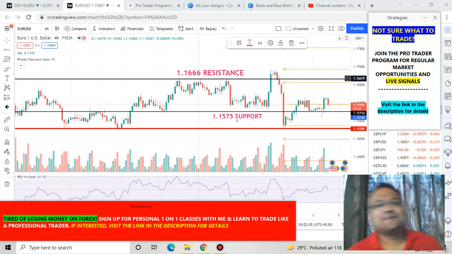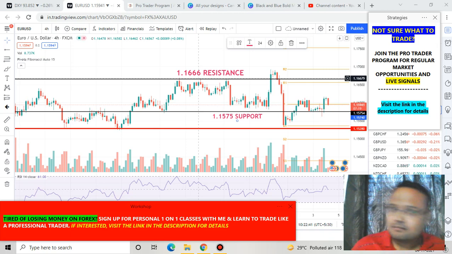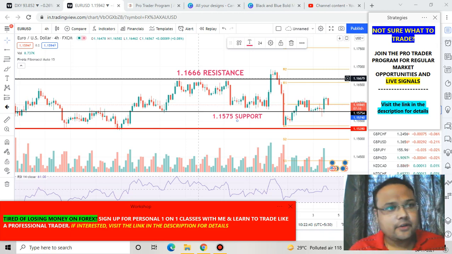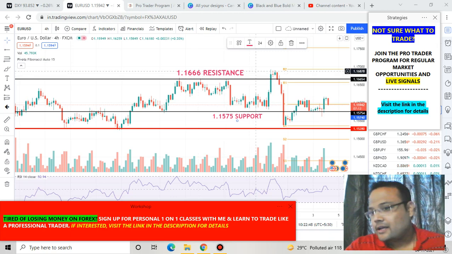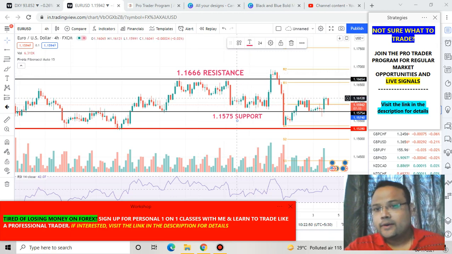So let's get started. This is the Forex chart of Euro USD in front of us. We can see that Euro USD is still trading in a range here. We have got 1.1666 on the upside as the resistance, whereas we have got 1.1528 on the downside as the support for the market.